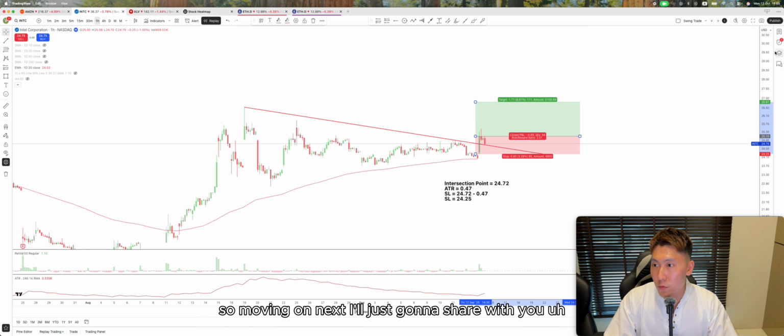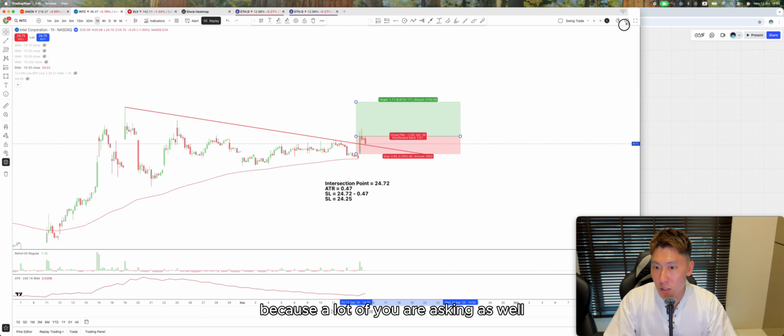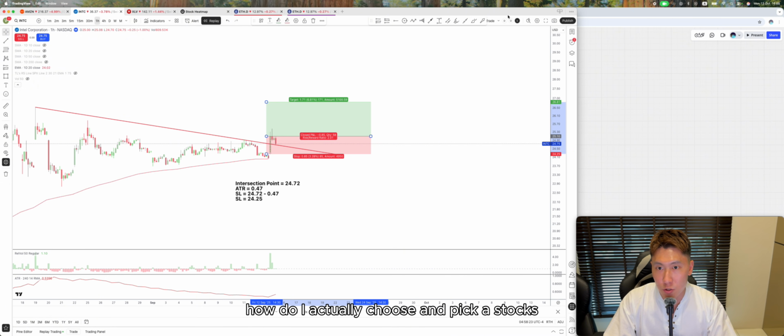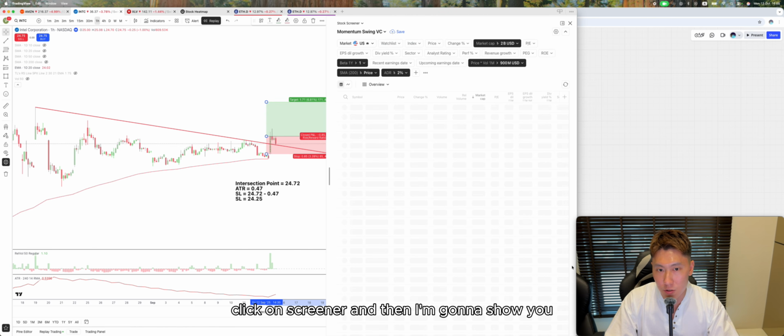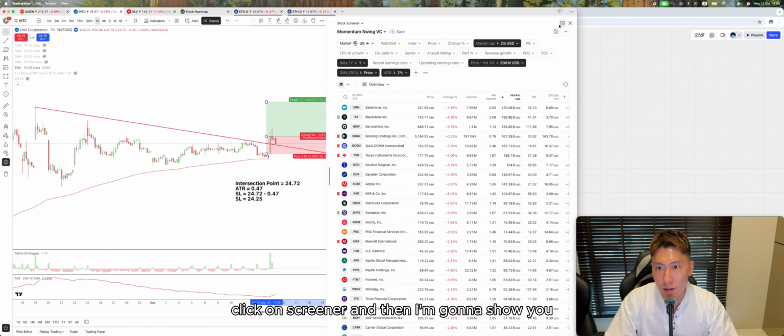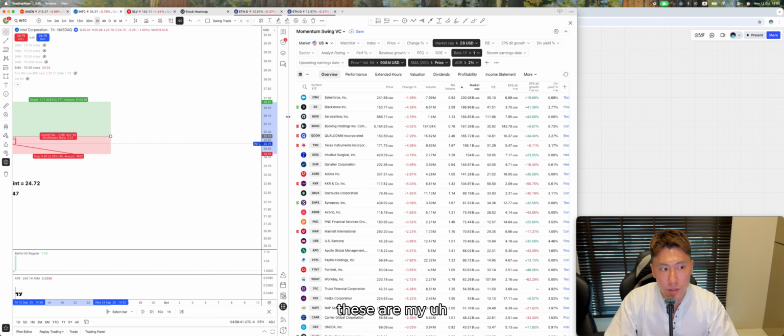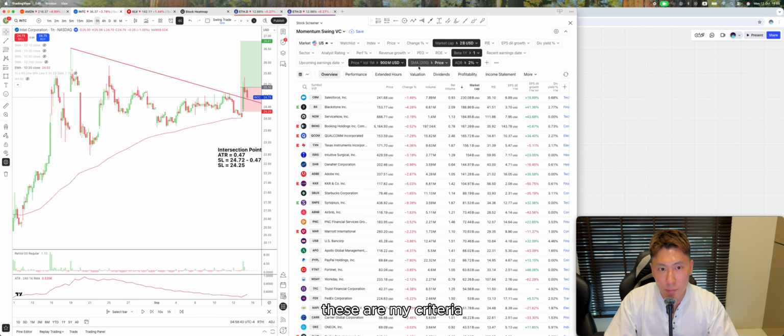Okay, so moving up next, I'm just going to share with you, because a lot of you are asking as well, how do I actually choose and pick stocks, because there are thousands of stocks. So what I do is I go to the bottom right, as you can see right here. There is this button called screener. So I'll just click on that, click on screener, and then I'm going to show you these are my criteria. So you can just add these onto your screeners as well, and just save it.